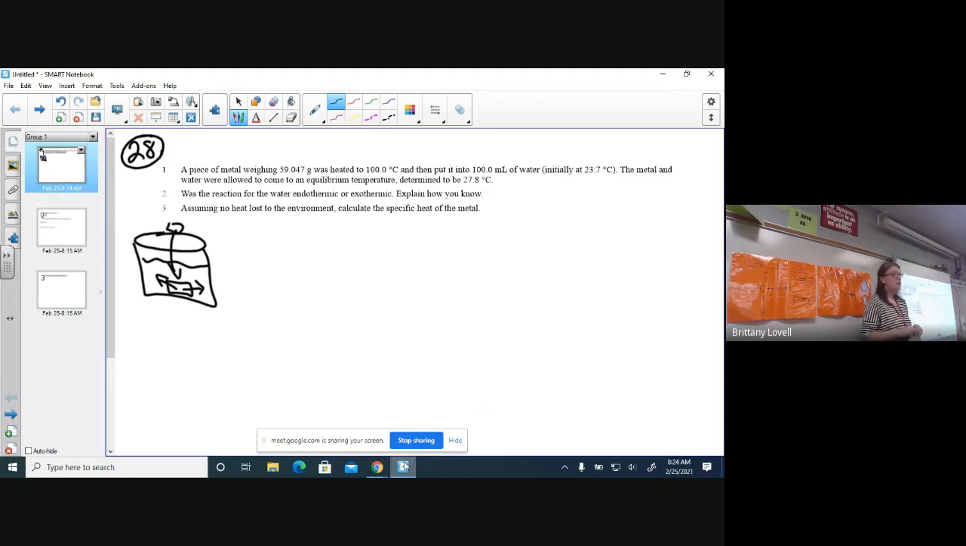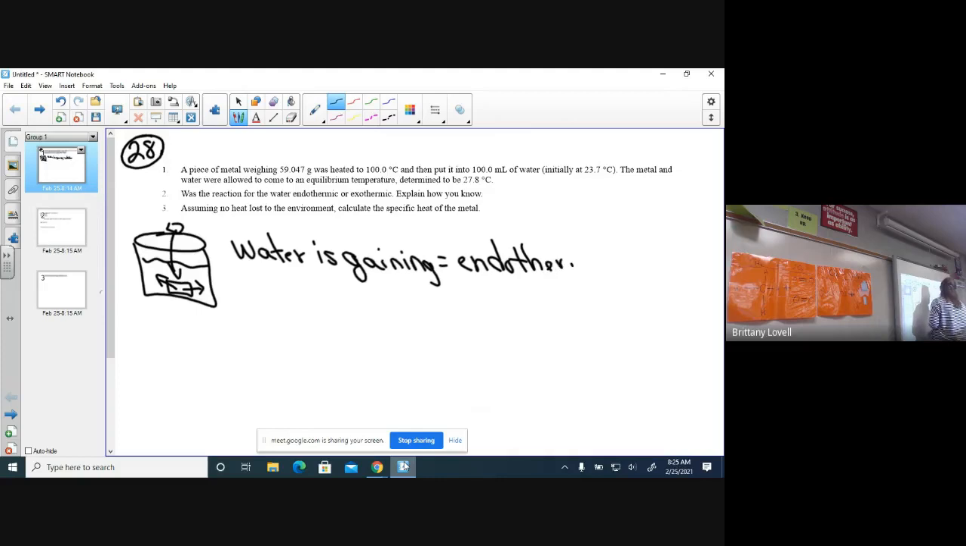It's endo. Yeah, for the water. For the metal, it's exo. For the water, though, the water is gaining the energy. So for number two, well, it says number 2 here, but for the water is gaining energy, so we would say that is endothermic. Endothermic. The water is gaining energy from the metal, so we call that endothermic.